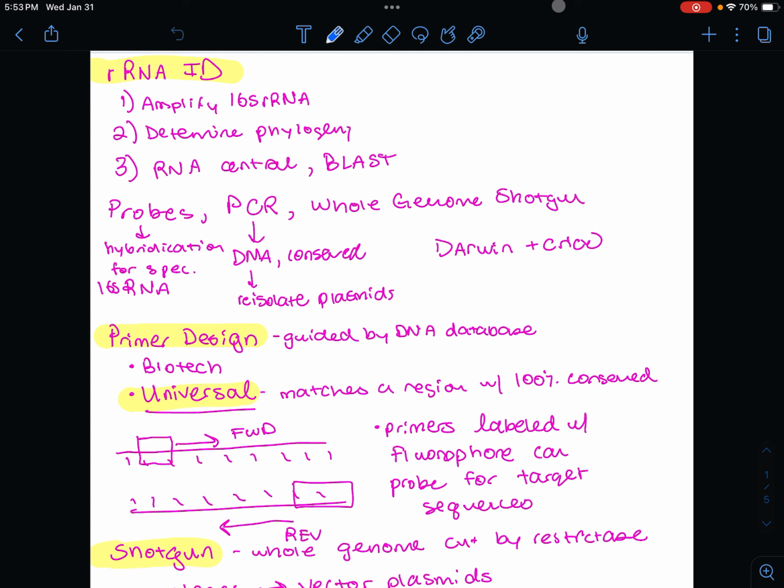I'm going to be going through the notes that are going to be on the exam. This is going to be part 2 of the microbe diversity, the ones that we started last time that the professor went over. This is the second half of it.